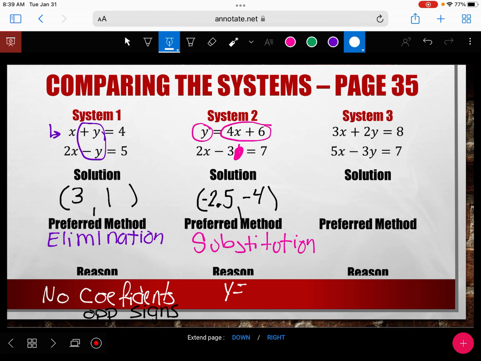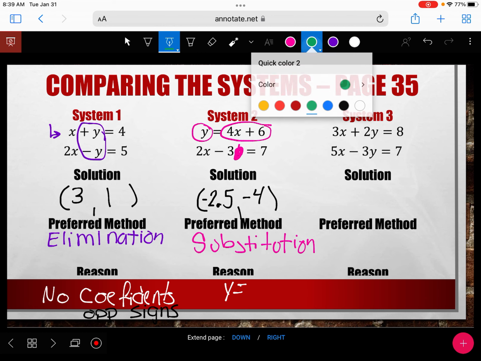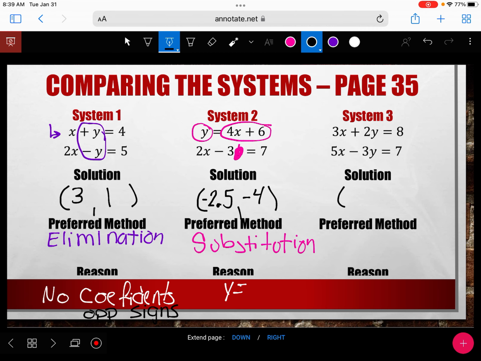All right, then let's look at system 3 up here, which was person A's elimination, person B's graphing, and person C's substitution. Do we have a solution on this one? Two, one.